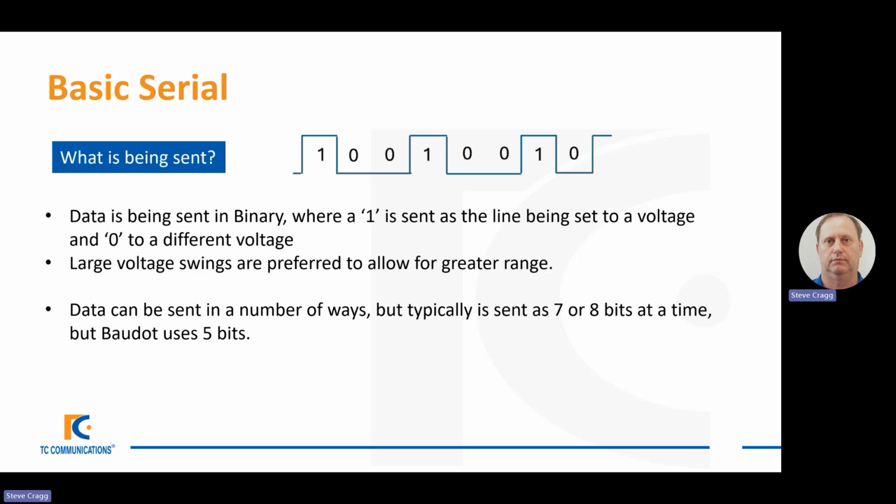And data can be sent in a number of ways. There's no real limitation. Sometimes it can be sent as a very long string of ones and zeros. Typically it's sent in groups, bytes, sometimes 7, sometimes 8 bits at a time. However, there are other formats such as Baudot, which uses 5 bits. So as you'll see, there's a great deal of variety in it, but it all comes down to a very simple thing: serial communication is about sending sequential bits of information, ones and zeros, down a single line.